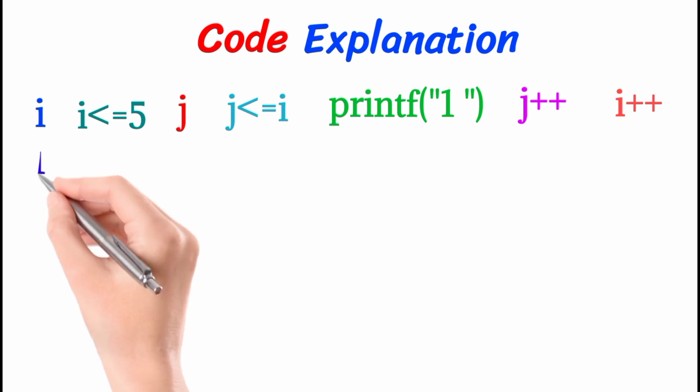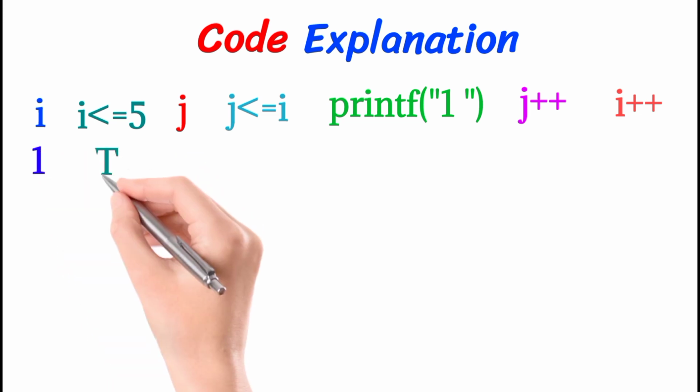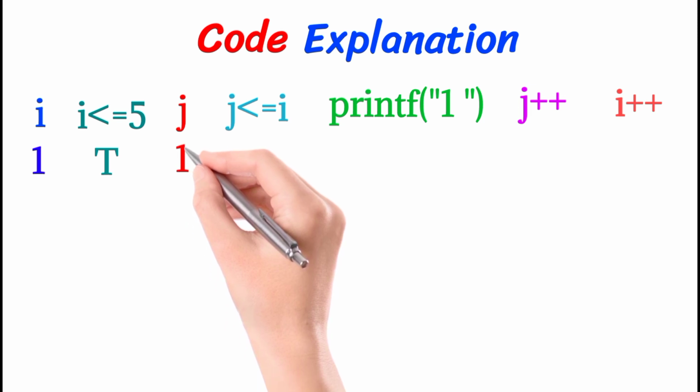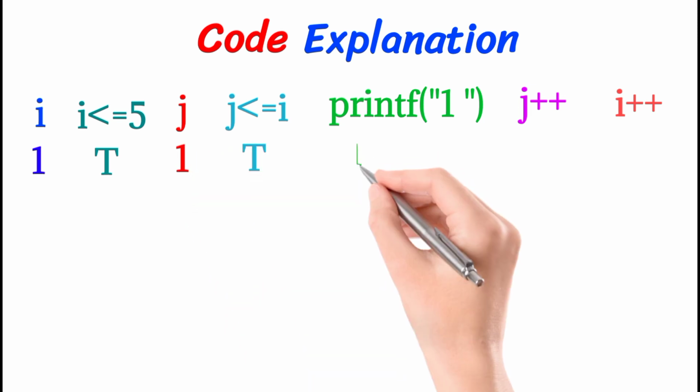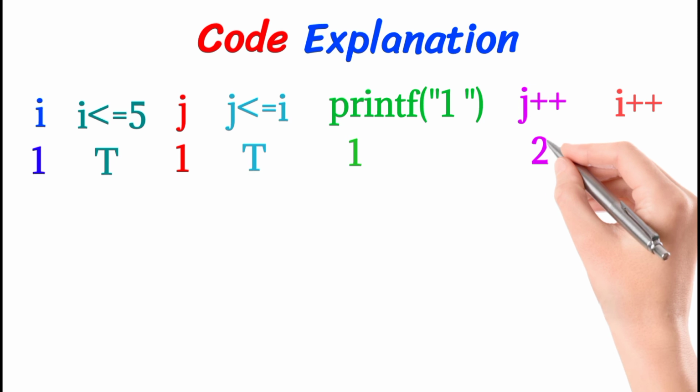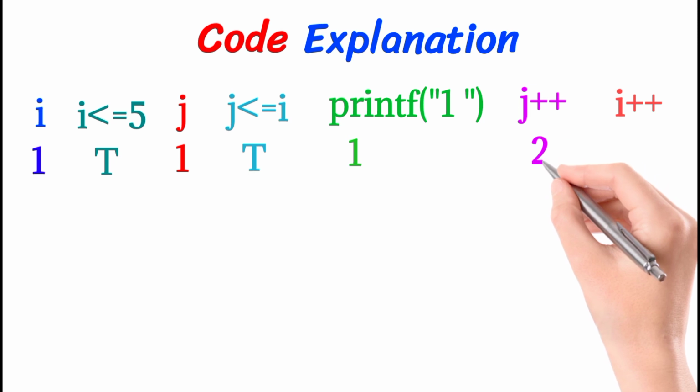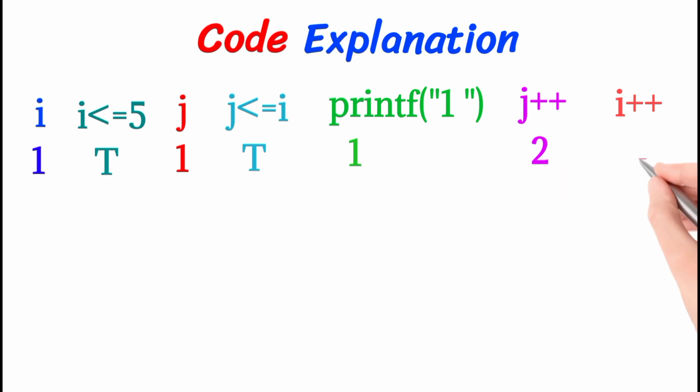So here the value of i and j is 1. It will check the first condition, which becomes true. So it moves to the print function, which displays 1. Then it goes to increment variable j and the value of j becomes 2. It comes back to the second condition, but it becomes false, and the control goes to increment variable i, which increases its value to 2. Now the control returns back to the first variable i, whose value has now become 2.